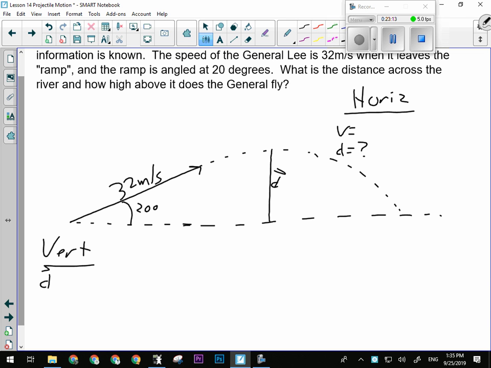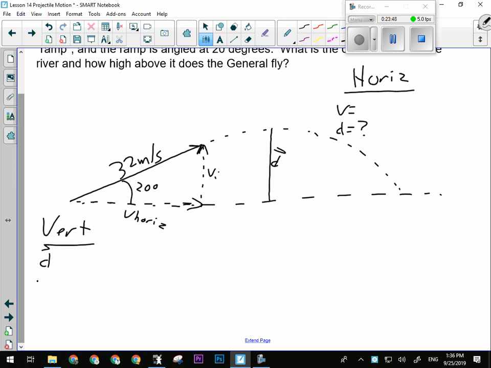So in order to figure this out, we've got to calculate the horizontal and vertical components of this projected or launched velocity that we have. This side of the triangle will represent our initial vertical velocity. This side will represent our constant horizontal velocity, because they're the vertical and horizontal components of the launched velocity of the General Lee. Everybody with me so far? So how am I going to calculate VI? Sine. All right, so I'm going to go sine of 20 times 32.